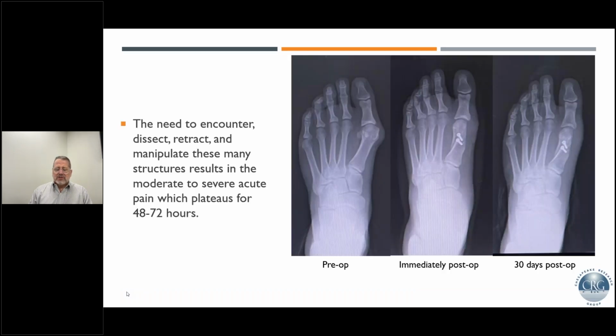Great. So these are x-rays demonstrating the pre, immediate post-op, and post-op x-rays at 30 days. So these x-rays demonstrate the correction of the angulation of the great toe, as seen on x-rays 2 and 3, as well as the angulation of the metatarsal and the placement of the internal fixation. The need to dissect and retract and manipulate these many structures results in the moderate to severe pain, which plateaus typically for about 72 hours.